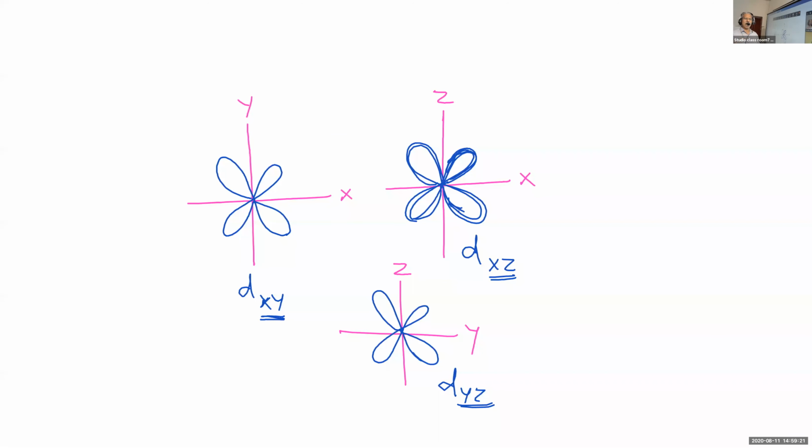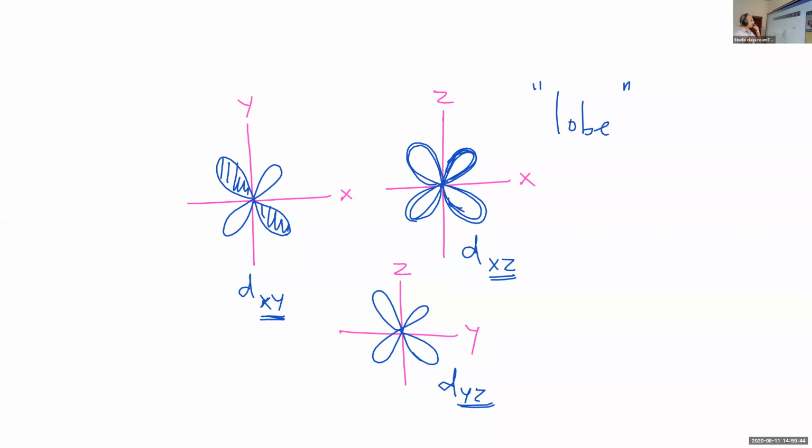Each portion is called a lobe. Each portion of the dumbbell is a lobe. Say you take this, that is one lobe, and this is the other lobe.